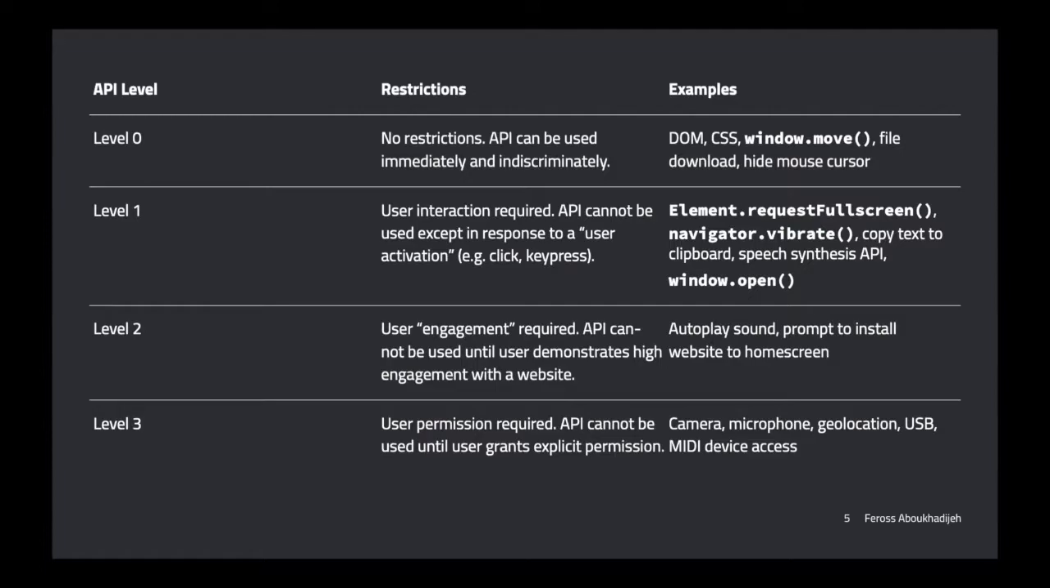Then there's a step up. These are APIs that the browsers have decided, we don't want a site to be able to just do this as soon as you land on it. And so we call those level 1. With these APIs, the user just has to interact with the site in some way first. It can be as simple as hitting a key, which is what you saw when you pressed the space bar. And it could also be a user click.